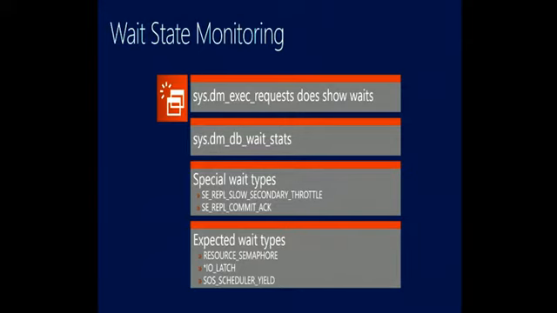Now, there are special wait types. There's the REPL slow secondary throttle and REPL commit acknowledgement. Do you find these on-prem? No. Why not? We're not replicating, but these are being used. What are they being used for?